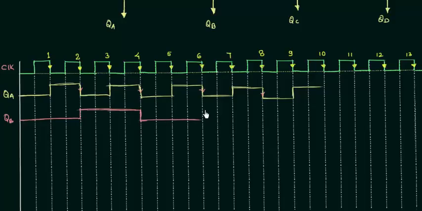The toggling is a very important concept. You can see the whole counter is dependent on it. That's why I took 2 or 3 presentations to explain to you what toggling is. So this is my QB.